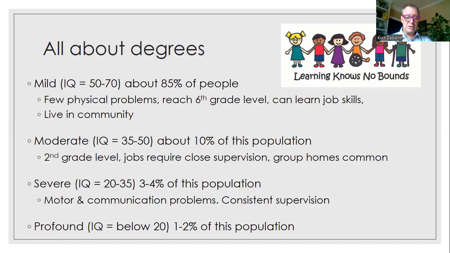In a severe condition, you have about IQ 20 to 35, and that's about 3 to 4%. This usually has a lot of motor problems, so physical motor problems, coordinating movements, even being able to get your hand to grasp exactly where you want it to. And communication is difficult, may not have any ability with language, and requires consistent supervision. And then profound is below 20. That's about 1 to 2% of the population.